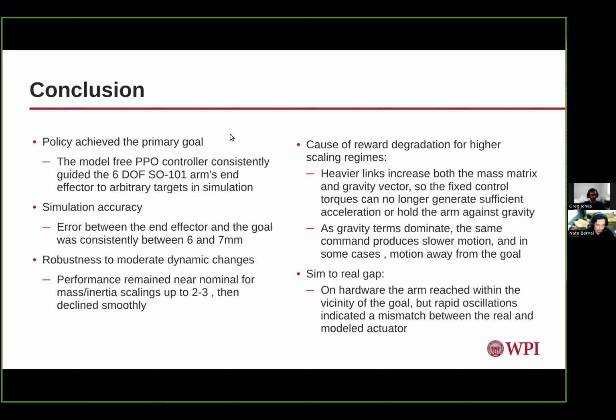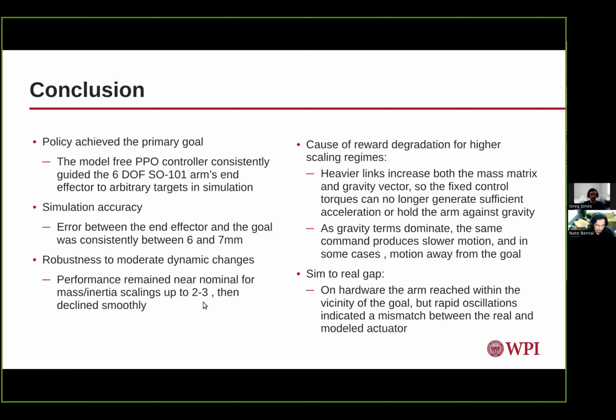So in summary, we were able to achieve the main goal of moving the end effector of the robot arm to arbitrary target positions as quickly as possible using a trained reinforcement learning policy within errors of 6 to 7 millimeters. And the policy was also robust to some moderate increases in the properties of the dynamics or the masses and inertias of the links.